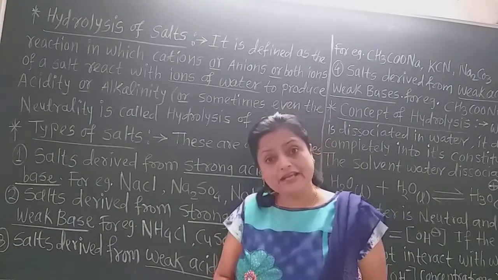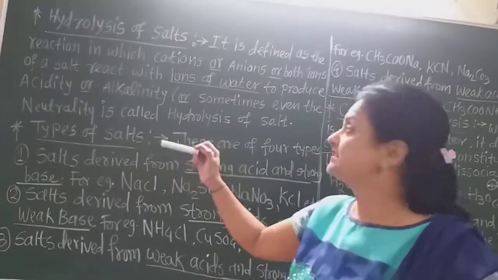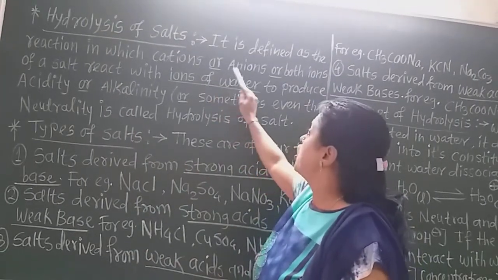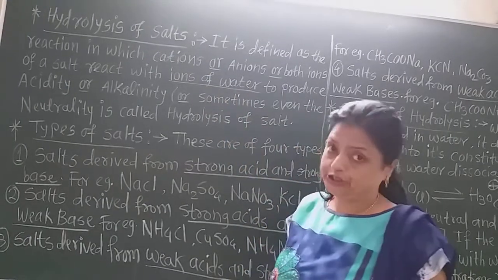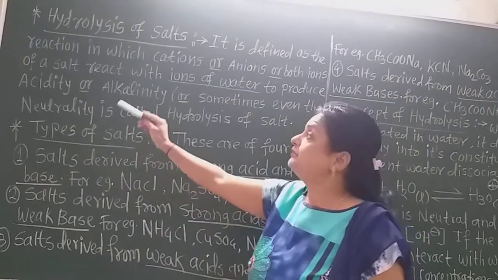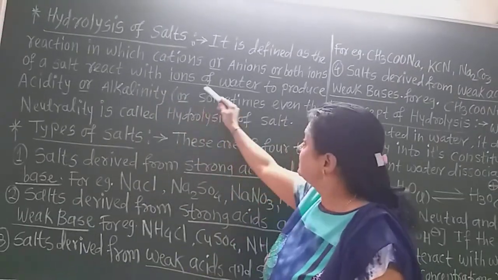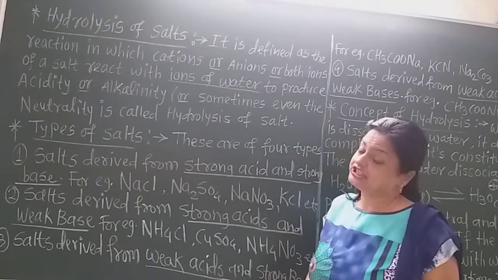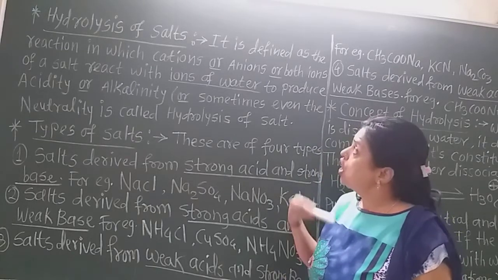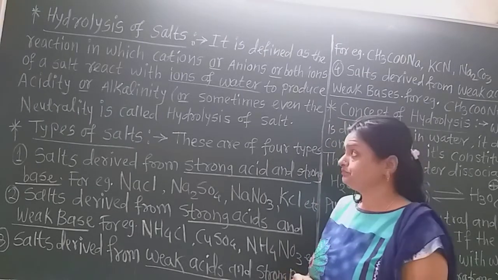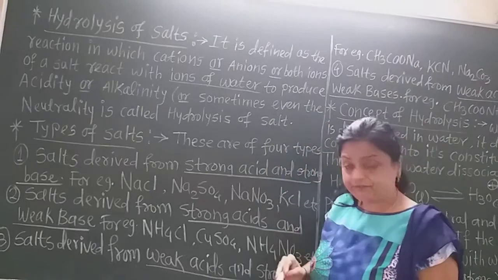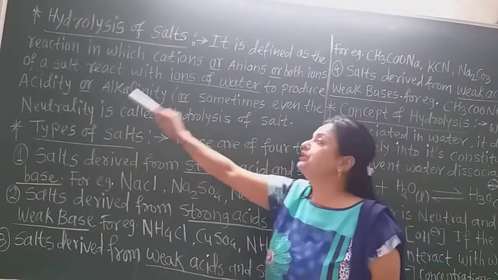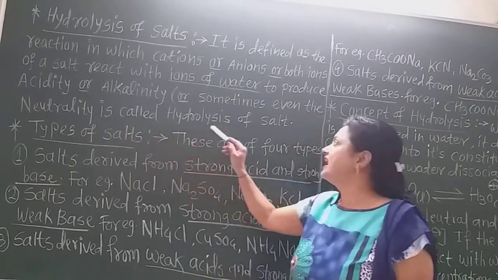Now see here how the hydrolysis of salt is defined. It is defined as the reaction in which cations or anions, that means positive ions or negative ions, or both the ions of the salt react with ions of water to produce acidity or alkalinity, that is basicity, or sometimes even neutrality. This reaction is called hydrolysis of salt.